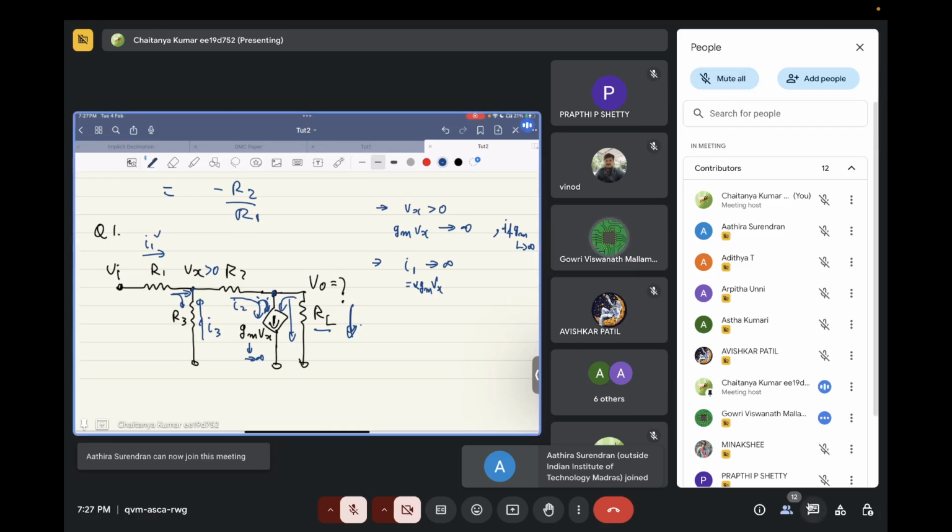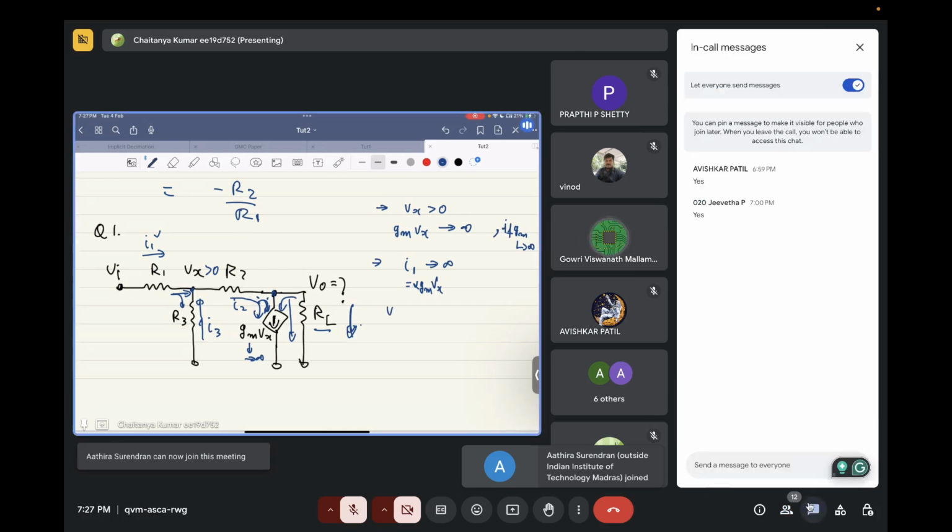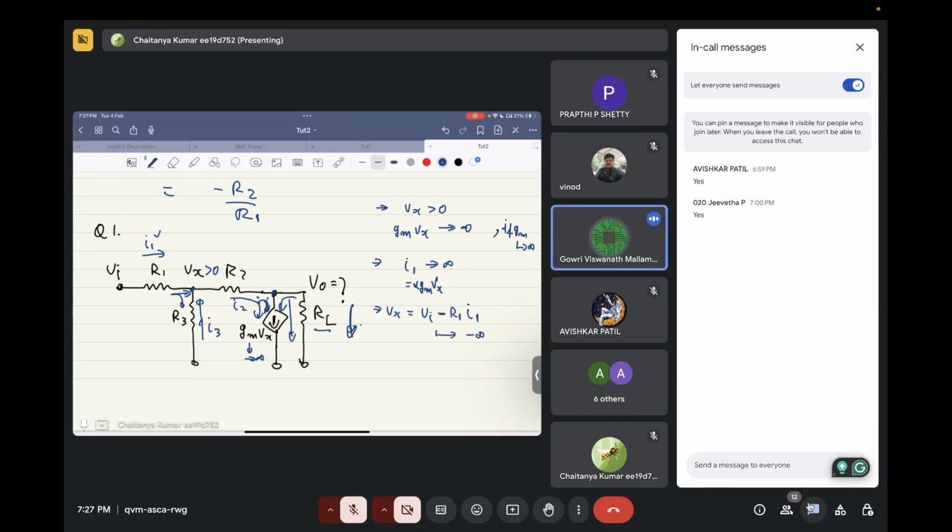So if that is the case, then Vx, which is equal to Vi minus R1 times I1, will tend to minus infinity, right? Is this clear? Because I1 is tending to infinity, then Vi minus R1 times I1 has to tend to minus infinity, right?